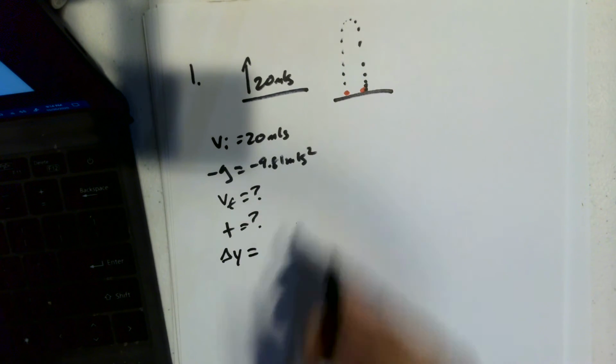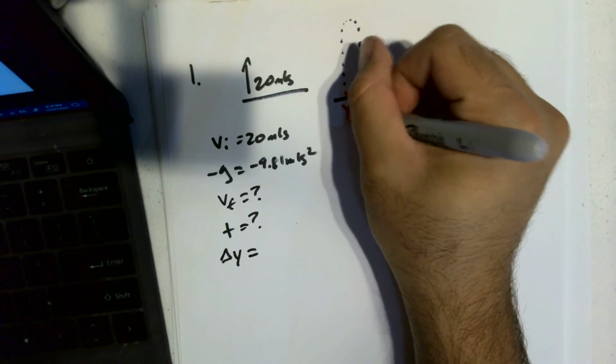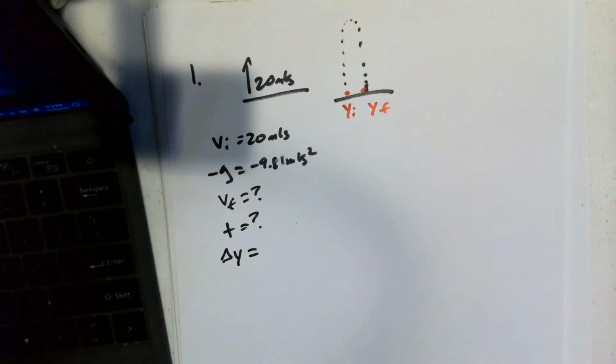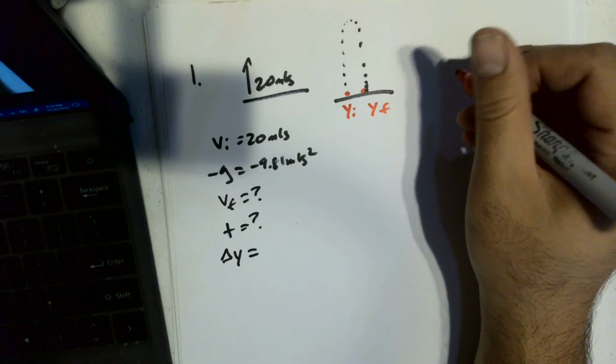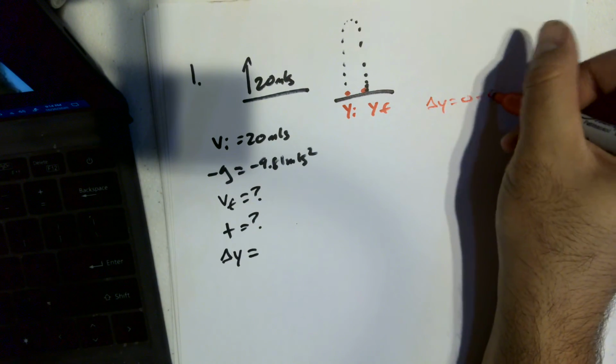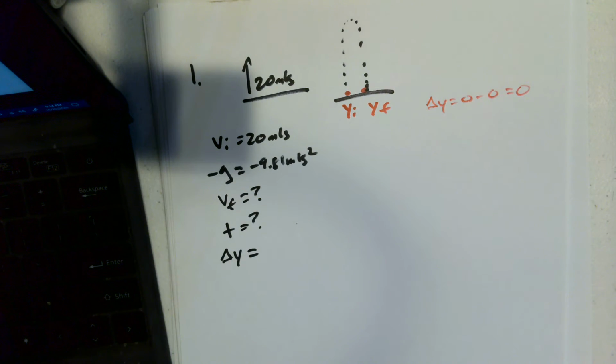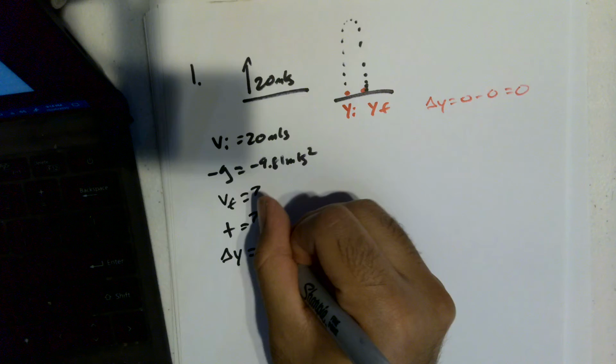Now this is something that's not explicitly told to us, but if you look at the picture, here's my initial position and there's my final position. They're both at a height of essentially 0 meters. So if I were to calculate delta y, it would be final minus initial, 0 minus 0. Delta y is just 0 here. So we have our 3 out of the 5.